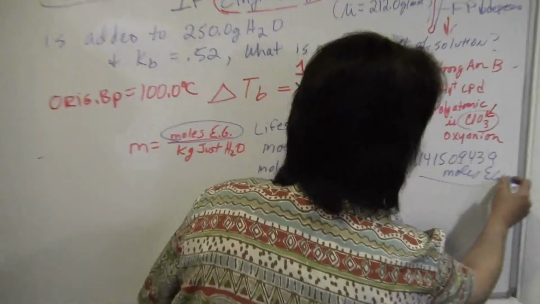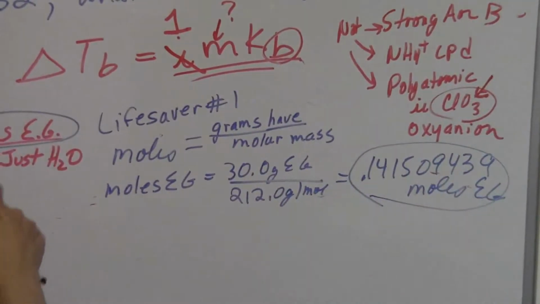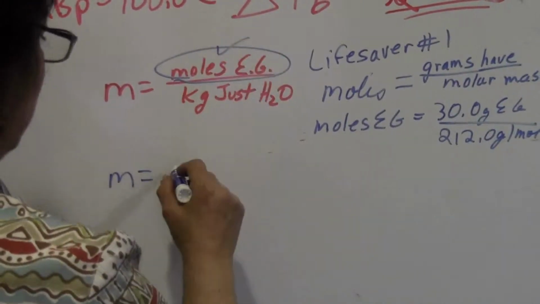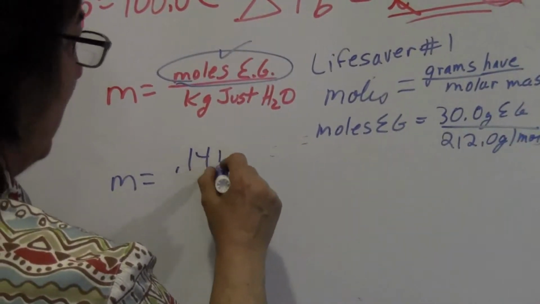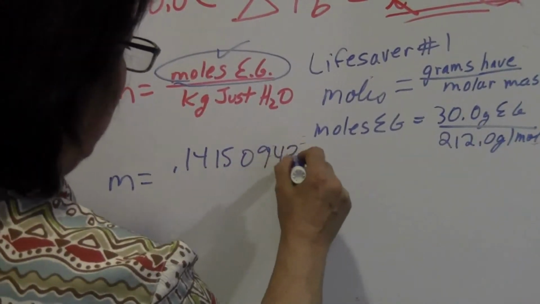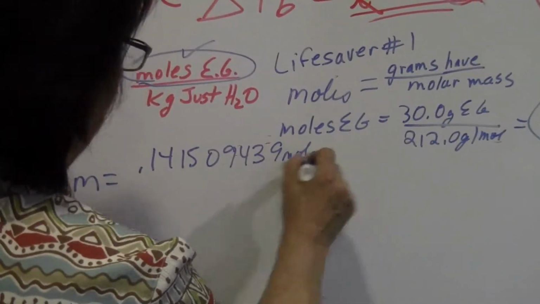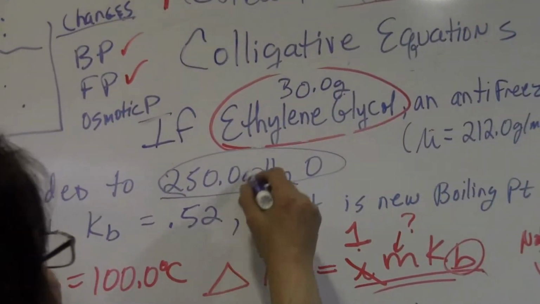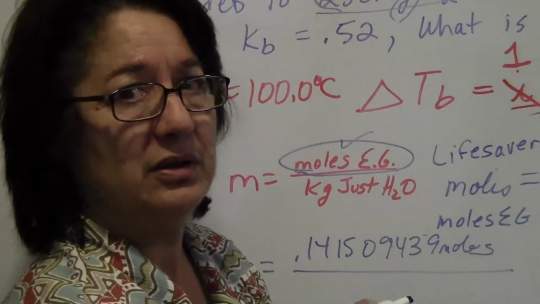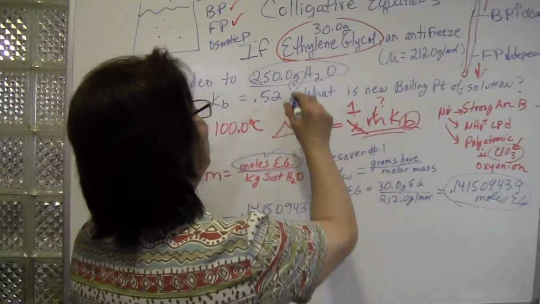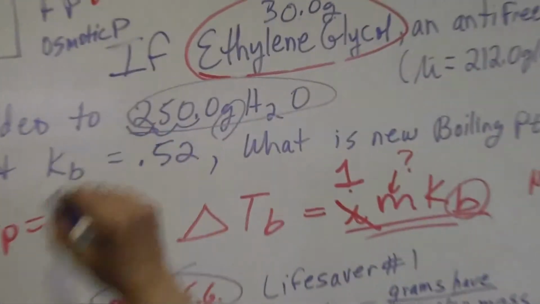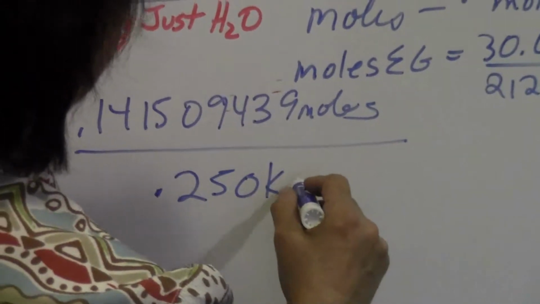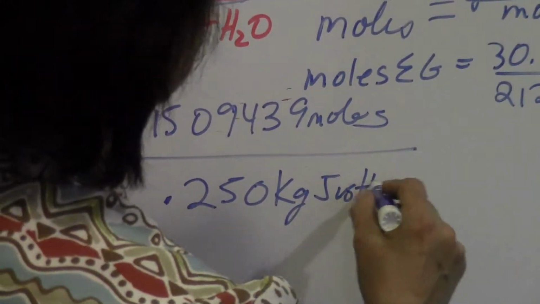Now this is still just moles. We need molals. So we need to find the kilograms of water. We have this. Our number of moles is 0.141509439 moles. How do we find kilograms of water? Well, they gave us 250 grams. Don't make a unit error. Nobody likes that. It's grams, so move it 1, 2, 3 places to the left. So we have 0.250 kilograms of just water.